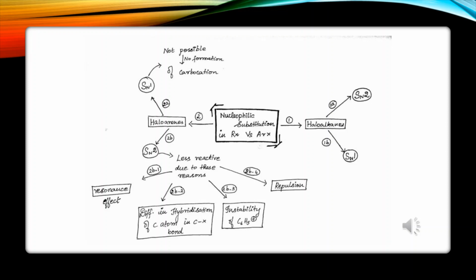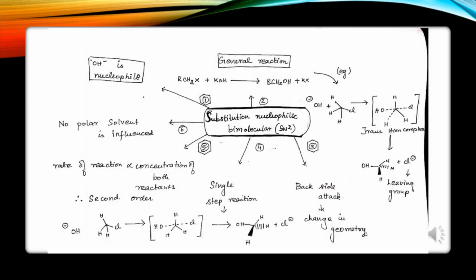First is the resonance effect. The next one is the difference in hybridization of carbon atom in the C-X bond. The third one is the instability of phenyl cation, that is C6H5+. The last one is repulsion.